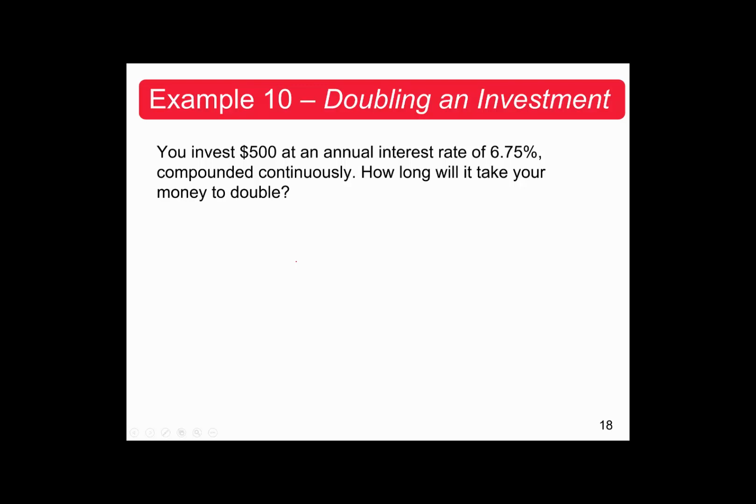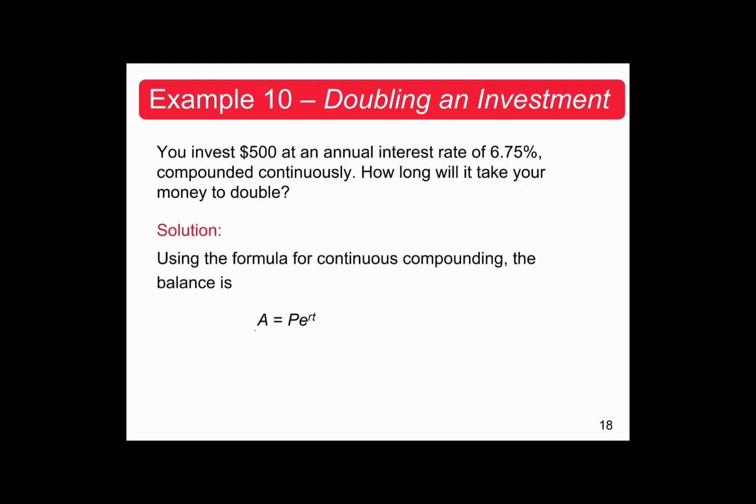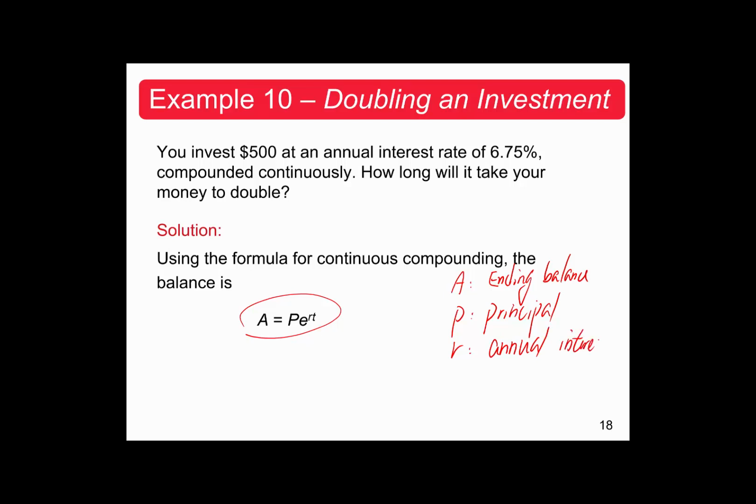So now let's take a look at an application, right, about continuous compounding interest. So let's say you invest $500 at an annual interest rate of 6.75% compounding continuously. How long will it take for the money to double? So using the formula for continuous compounding, A represents the ending balance, P represents the principal, r is the annual interest rate, t is the time in years.